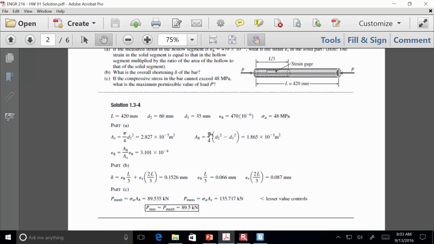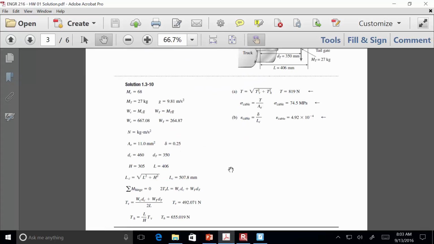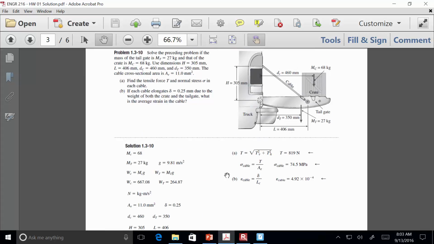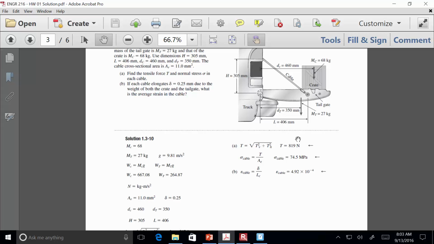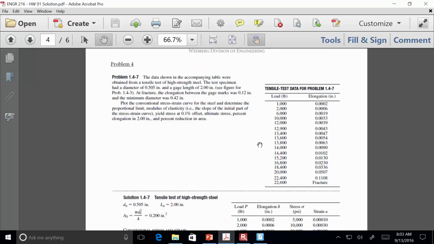Problem 2, the big thing was just recognizing that the cross-sectional area changes from one segment to another, the solid segment versus the hollow segment. So it's just keeping track of your amount of stretch in each segment. I think all in all, everybody did pretty well on that. Problem 3 was really just a statics-based section. You have a hinge here, some moments here to determine the force in that cable, and then from there, stress and strain. All in all, pretty straightforward. Number 4, I do want to spend a little bit of time talking about.